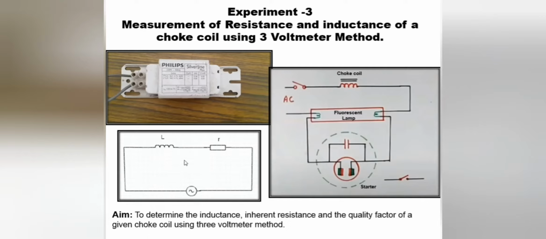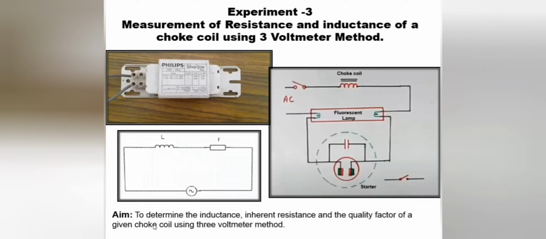A choke coil is usually represented by a pure inductance in series with an equivalent resistance. This equivalent resistance takes into account the iron loss in the core of the choke coil. The 3 voltmeter method and the 3 ammeter method are the best methods to measure these two parameters, that is, inductance and resistance. Particularly in this experiment, we are using the 3 voltmeter method to measure the resistance and inductance.